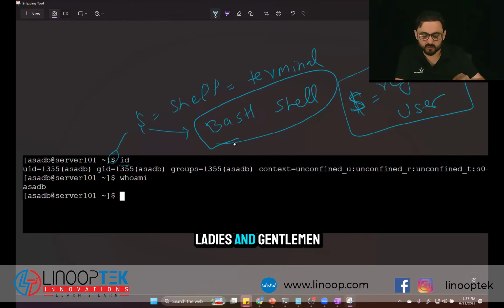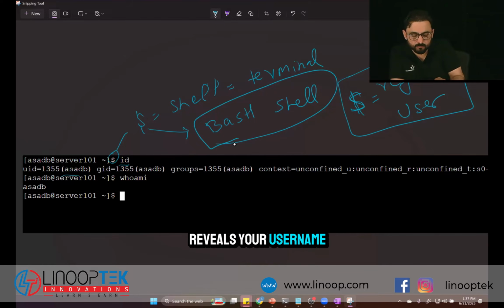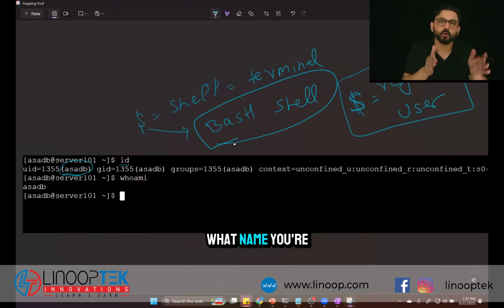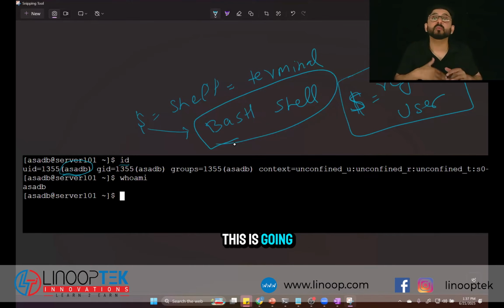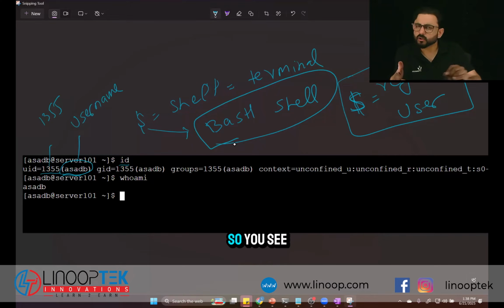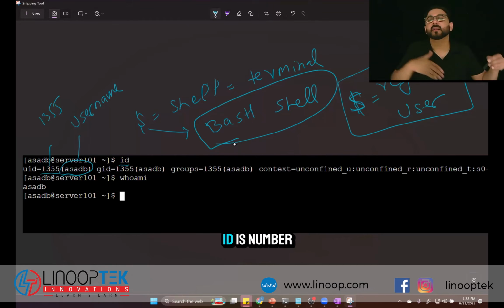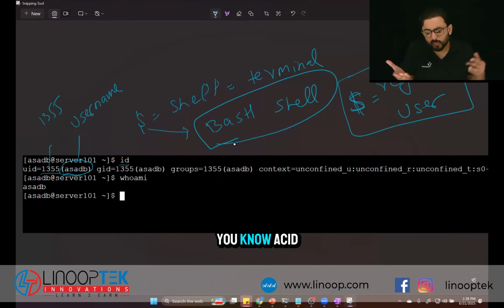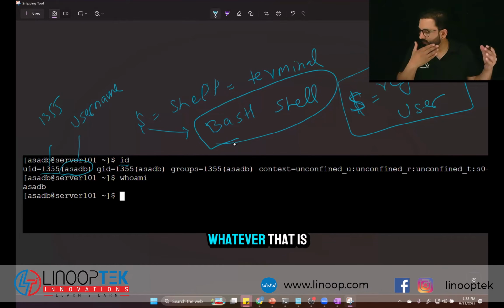The id command, ladies and gentlemen, reveals your username. The id command tells you what your username is, what name you're logged in as. This is going to be very helpful for you down the road. And also it gives you ID number. The ID number, your system knows you by this ID number. You always remember your username. So you see the difference between ID and name. ID is number. Name is an alphanumeric value, Asad, Mike, whatever that is.